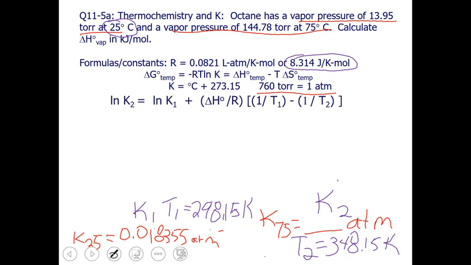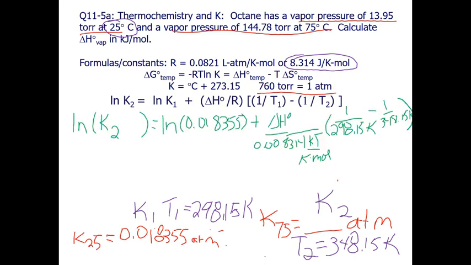So now let's substitute. So we'll have natural log of K2, which you should solve for, equals natural log of 0.018355 plus delta H naught divided by R. We're going to use 0.008314 kilojoules per Kelvin mole multiplied by the quantity 1 divided by 298.15 Kelvin minus 1 divided by 348.15 Kelvin.